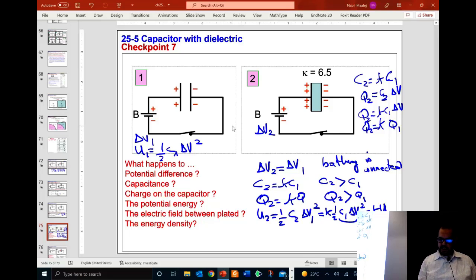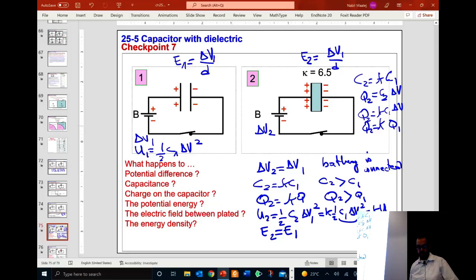Okay. What is the electric field? So let's write the electric field here. E1. This is delta V divided by D. Correct? How about E2? E2 is also delta V2, which is equal to delta V1. So this is delta V1 divided by the same distance. So E2 is equal to E1. Tricky, yeah? We see everything increasing, yet E1 is the same.